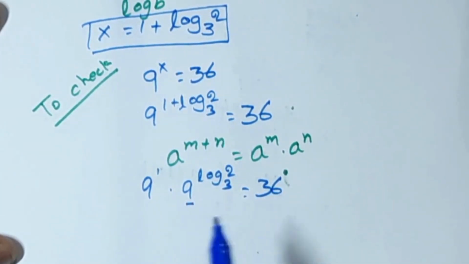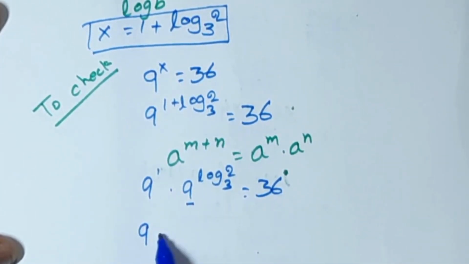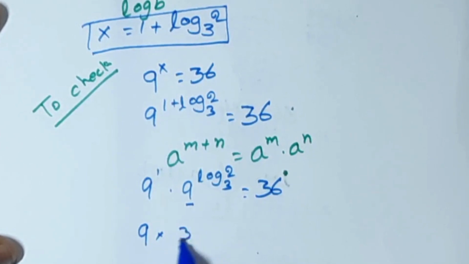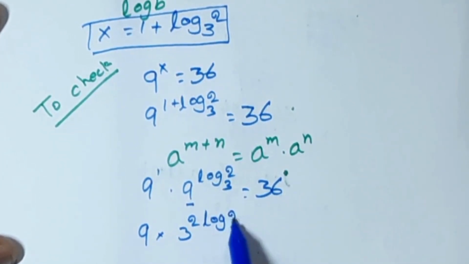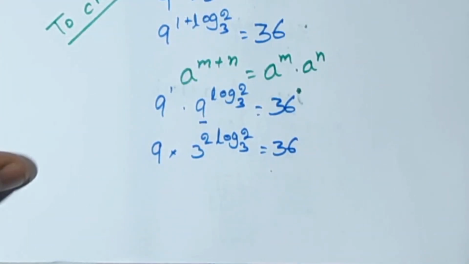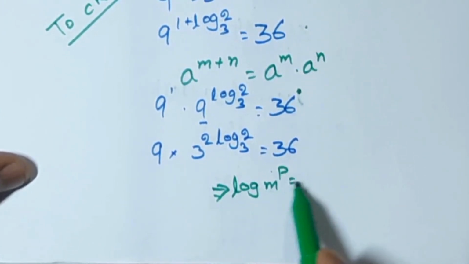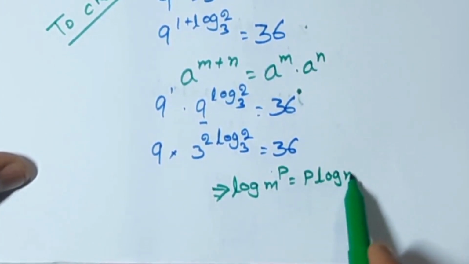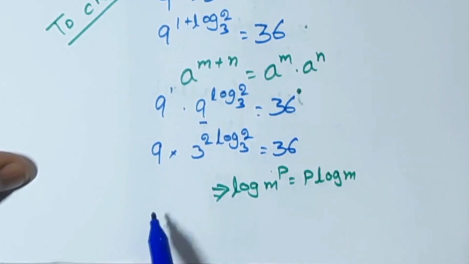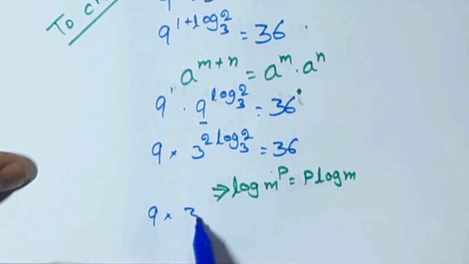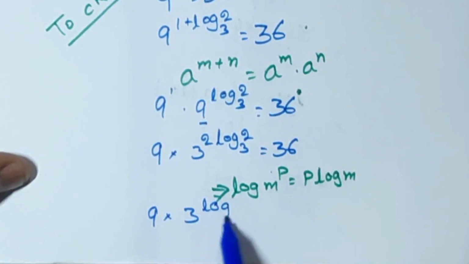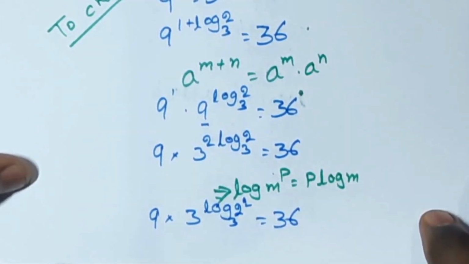Now this 9 can be written as 9 into (3 square) to the power of log 2 base 3 equal to 36. Now we are going to apply the power formula: log m power p equal to p log m. 9 into 3 power log 2 square base 3 equal to 36.